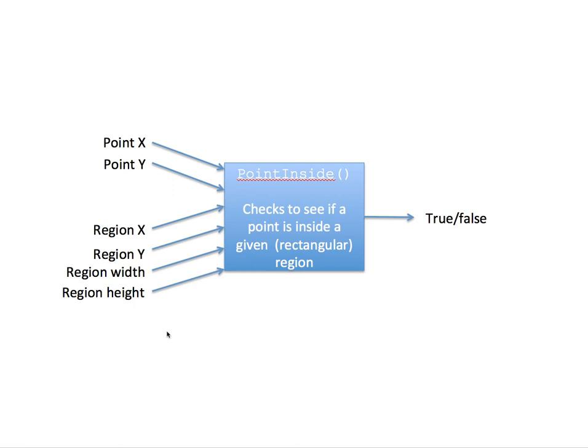So this function takes in 6 pieces of information. It takes in the x and the y of the point and 4 numbers representing the region: the top left hand corner of the rectangle of the region, the x and the y, the width of the region and the height of the region. And it returns a single value, a boolean. It returns true if the point is inside the region and false if it's not.